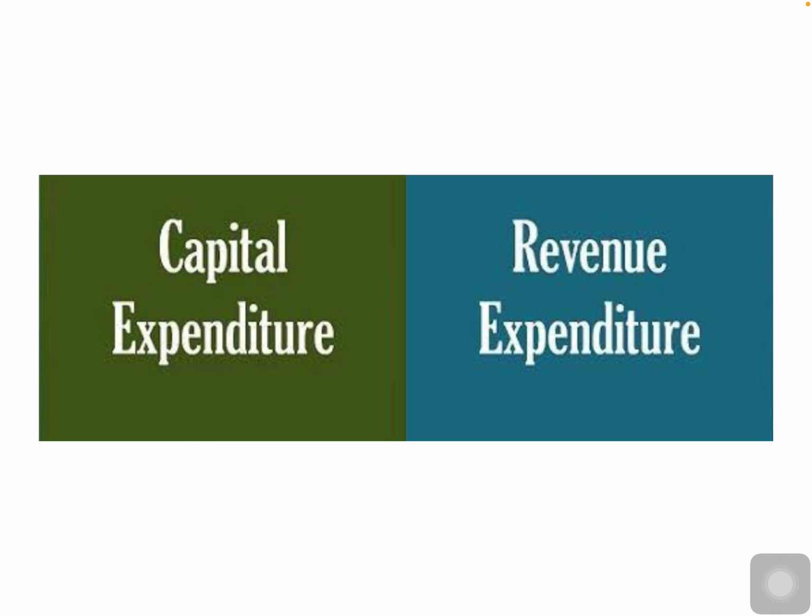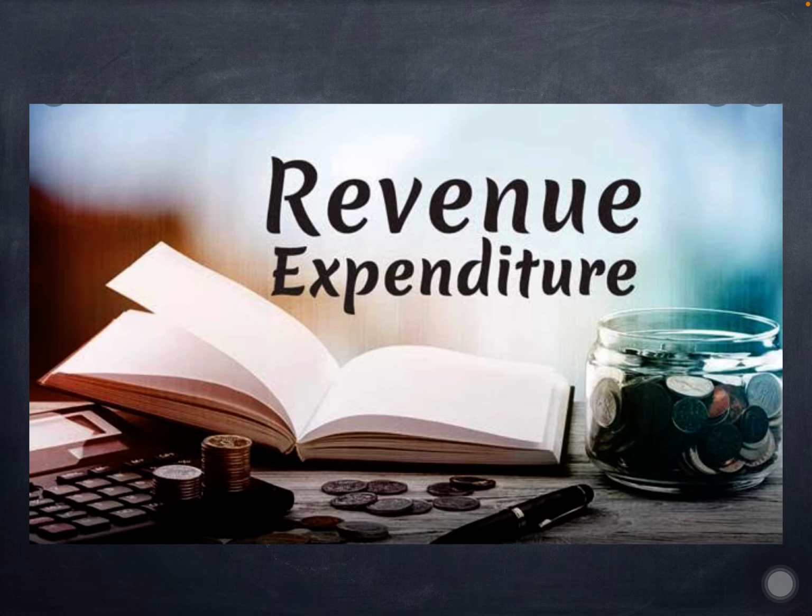So what exactly is budget expenditure all about? Budget expenditure refers to the estimated expenditure of the government during a given financial year, or fiscal year. That can be classified in two different ways, that is capital expenditure and revenue expenditure. Now, first of all, let me talk about revenue expenditure.